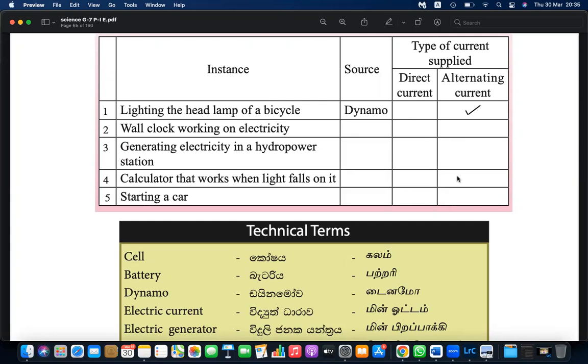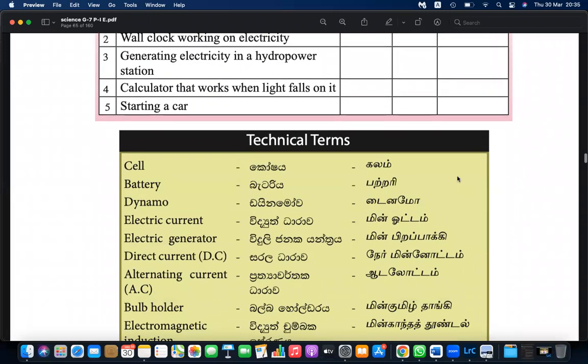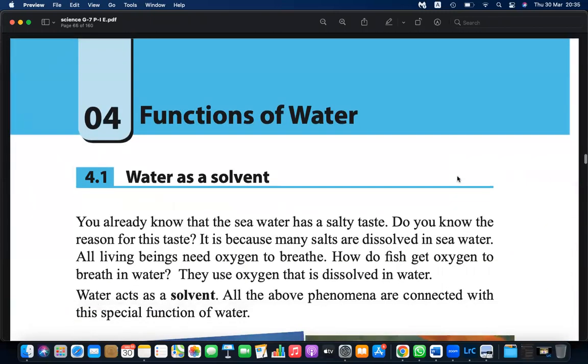Starting a car: is it the engine? Starting a motor, dynamo? It is the car battery. It is DC, right? Car battery. Okay, that is what we had to discuss.